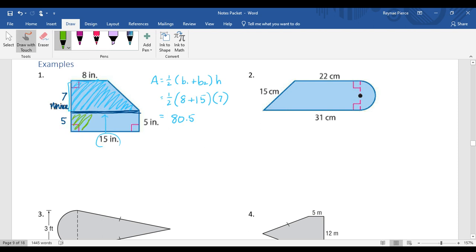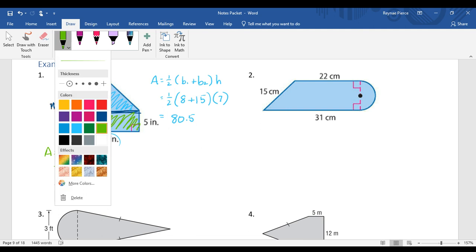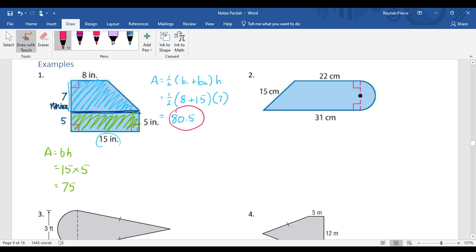The bottom portion here is a rectangle. The area of a rectangle is just base times height, so I'm going to take 15 times 5 for an area of 75. Then I'm going to take these 2 pieces and add them together because this trapezoid and the rectangle are stuck together. So the area of this composite figure is 155.5 square inches.